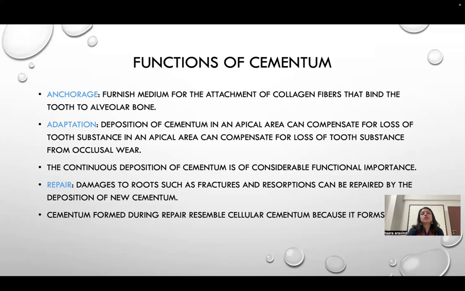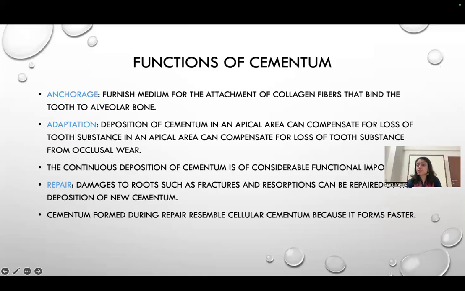Adaptation: deposition of cementum in the apical area can compensate for loss of tooth substance from occlusal wear. The continuous deposition of cementum is of considerable functional importance. Repair: damage to roots such as fractures and resorptions can be repaired by the deposition of new cementum. Cementum formed during repair resembles cellular cementum because it forms faster.